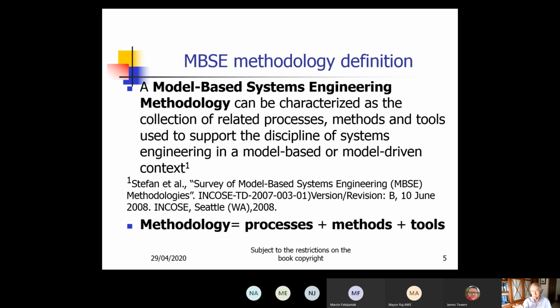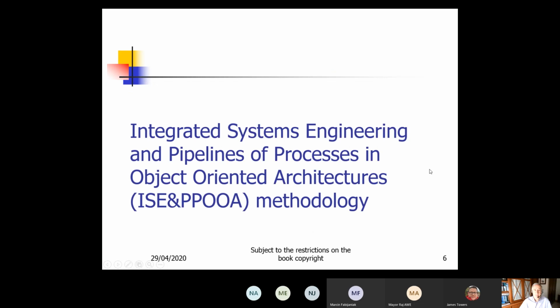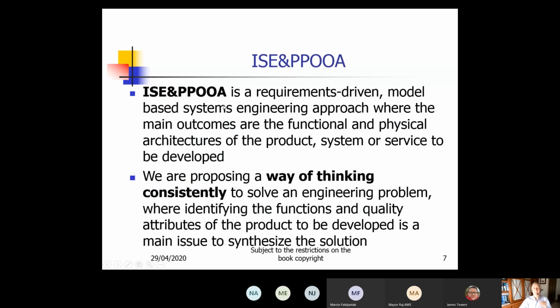Some of these best practices are traditional systems engineering, for example, the N-square chart. Others are more related to model-based systems engineering. But we prefer to maintain some best practices of traditional systems engineering that we think are very good. One of them is the N-square chart. So this methodology promotes a way of thinking consistently.